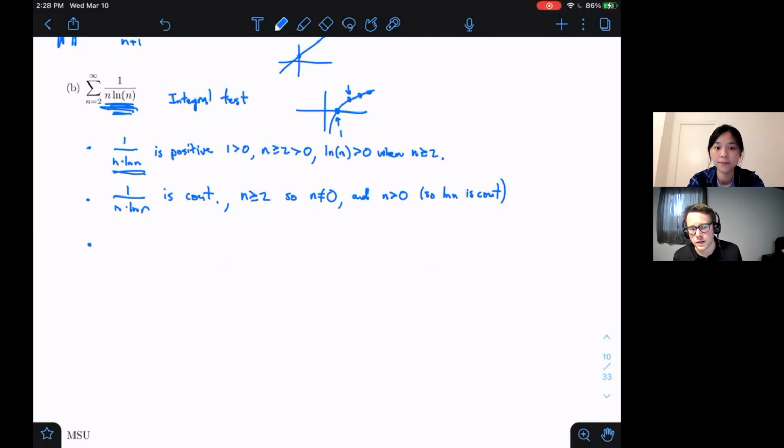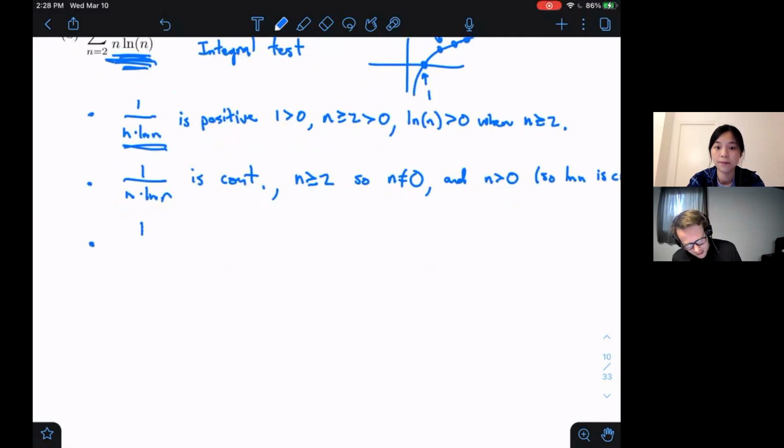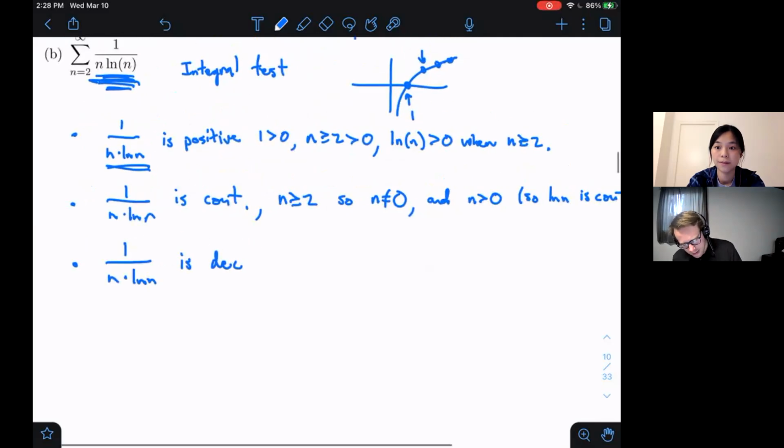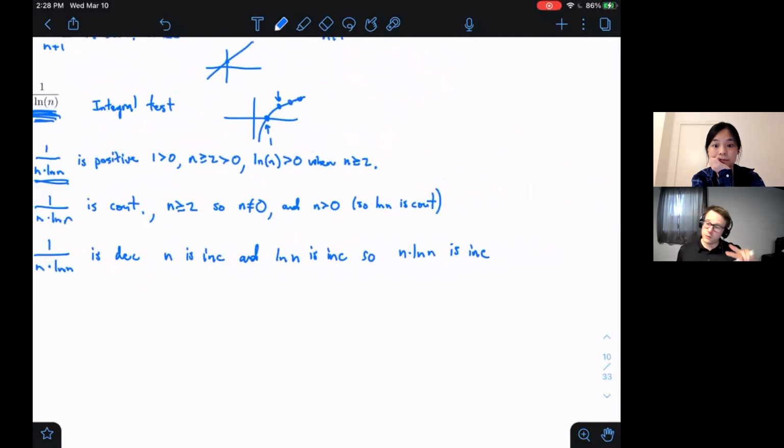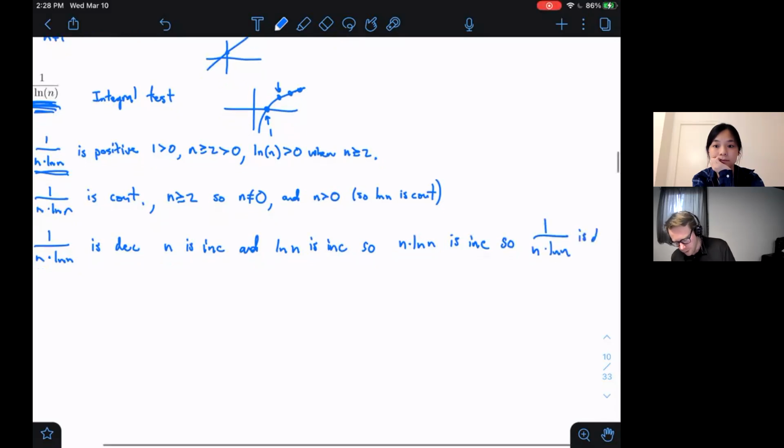And then finally, decreasing. Well, I can say that this is going to be decreasing because n is increasing and the natural log of n is increasing. So of course, if you take the product of these things, we learned in the pre-class videos that this is increasing. And then finally, if you take the reciprocal of an increasing function, it's decreasing.